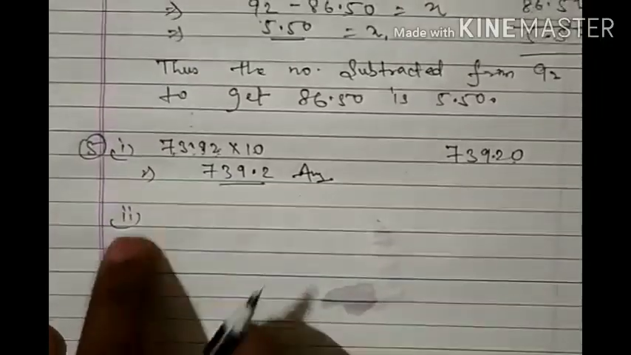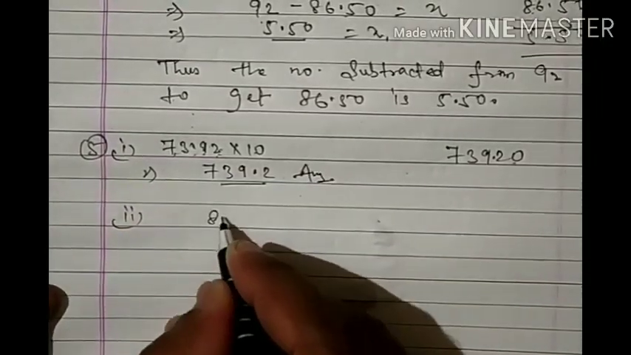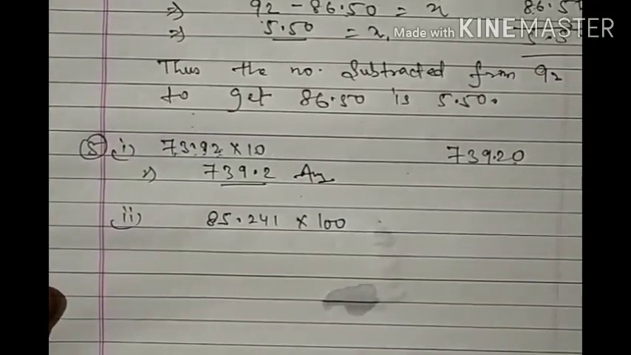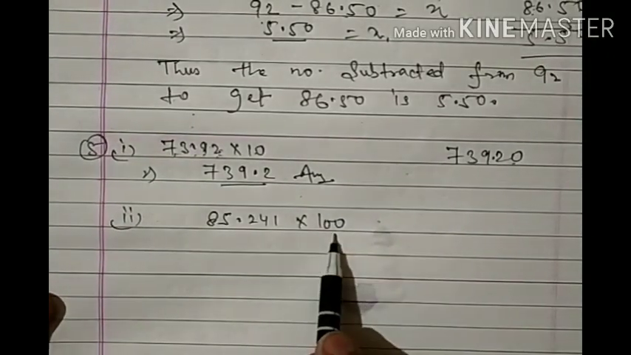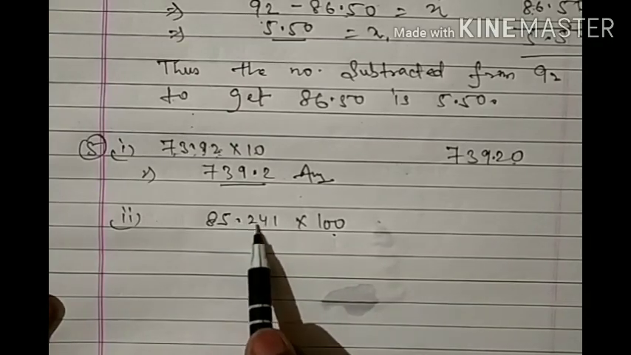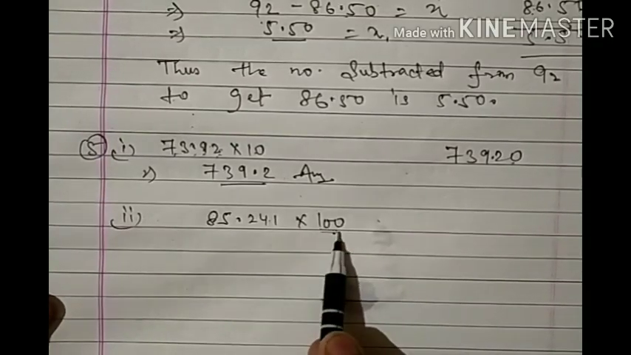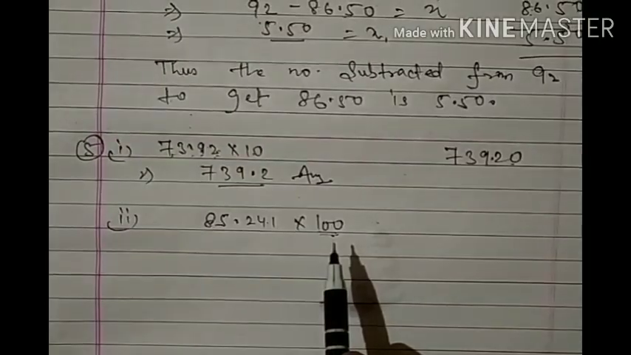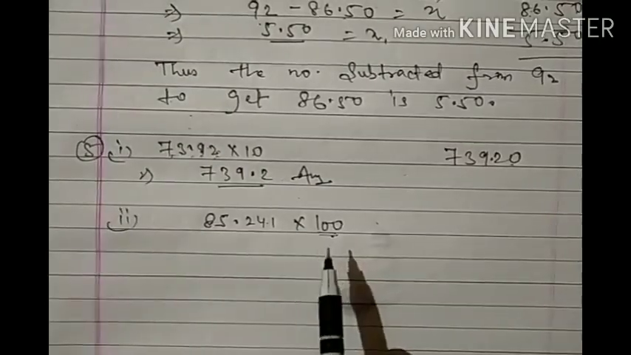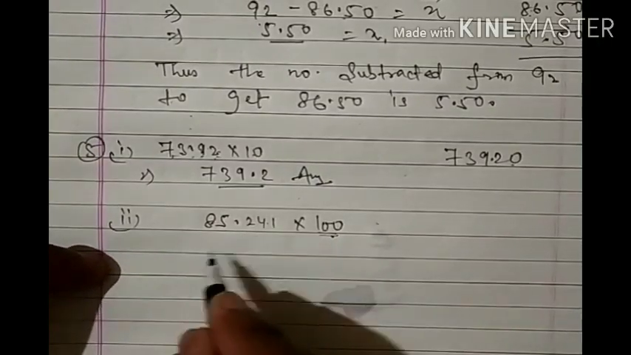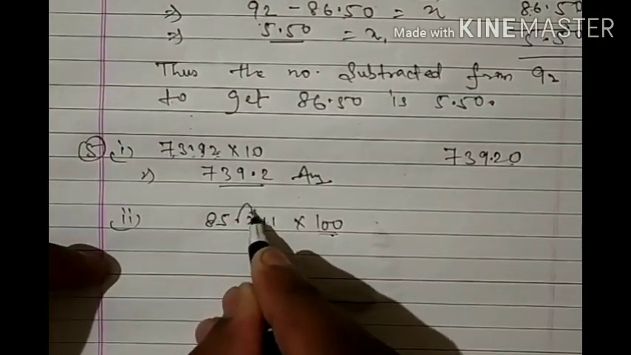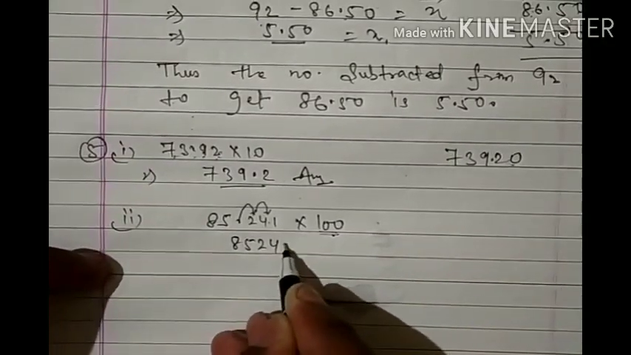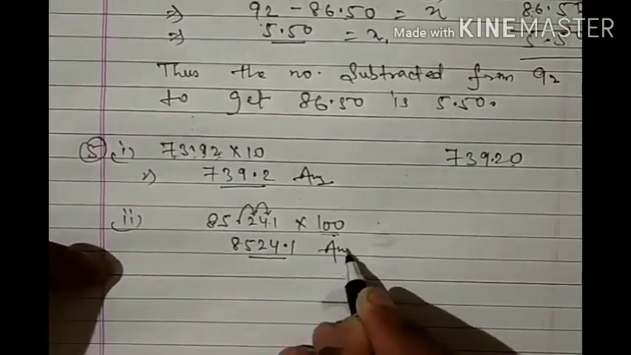This was the first part. This is the second part. 85.241 multiplied by 100. Whenever we multiply by 100, we shift the decimal 2 steps towards right because it has 2 zeros. So what will be our answer? 2 steps, that is first step, and 1 more step, that is second step. So 8524.1. This is our answer.